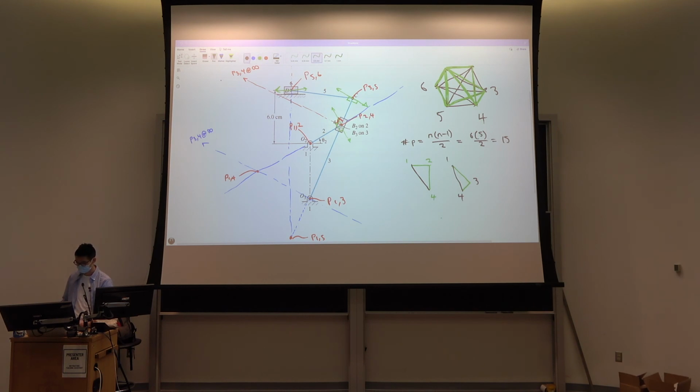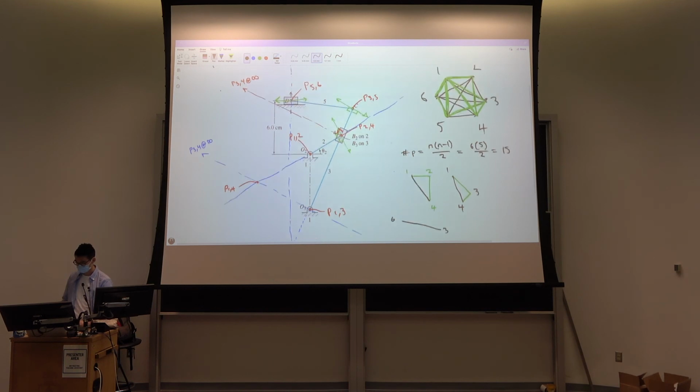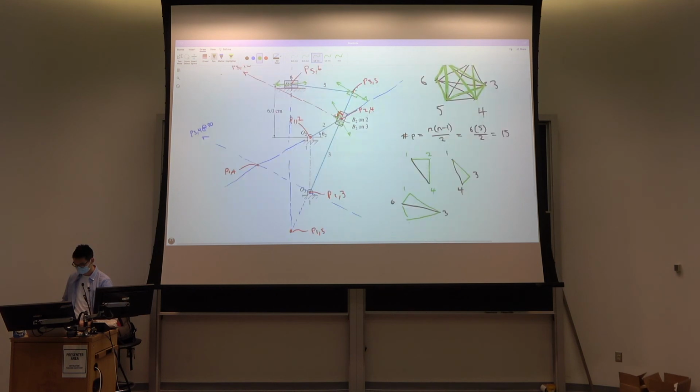If we have P36, we could use 136 and 536. Okay, right? So now we've got two triangles where P36 is the only unsolved edge. So that looks like it could work. Okay, so let's focus on this upper one.